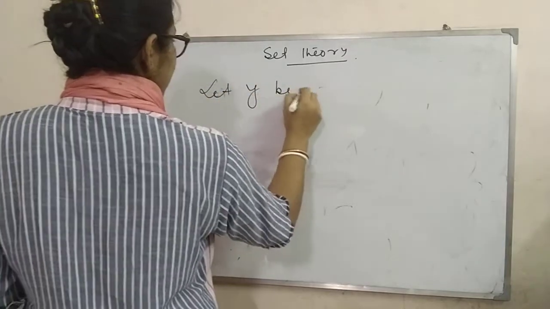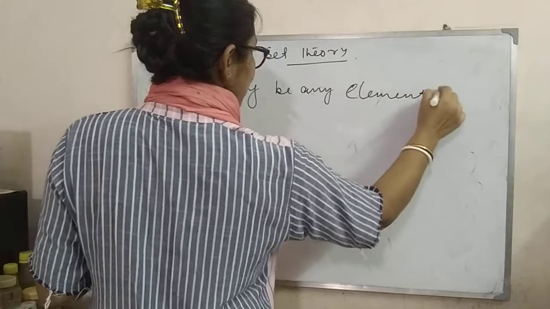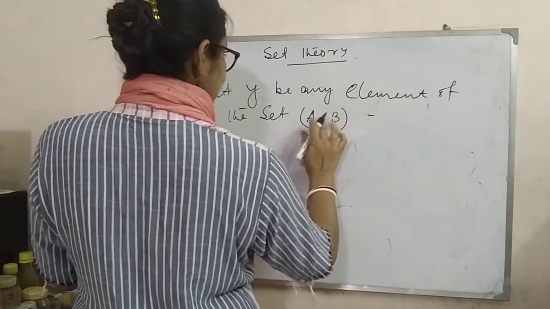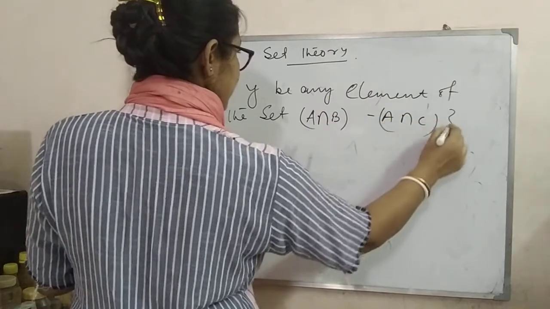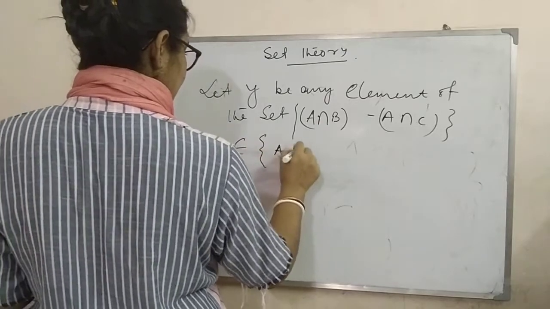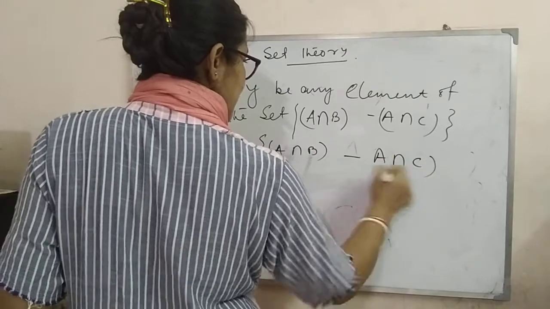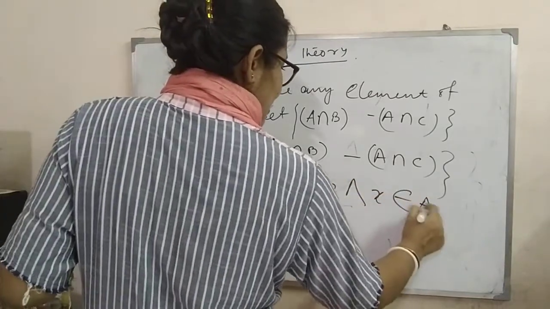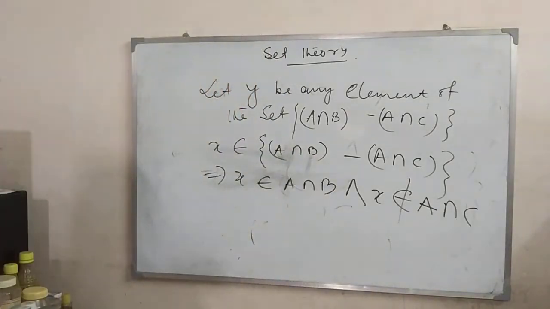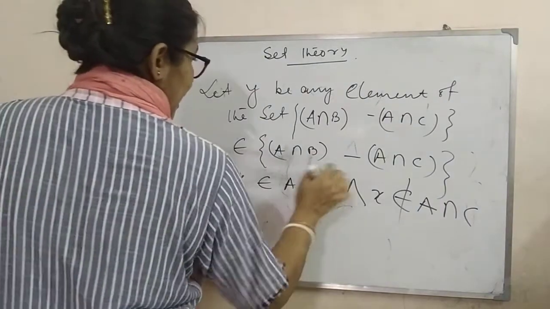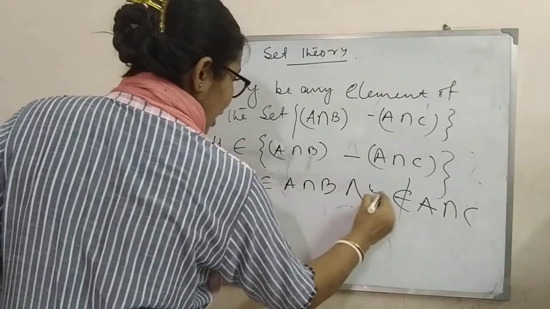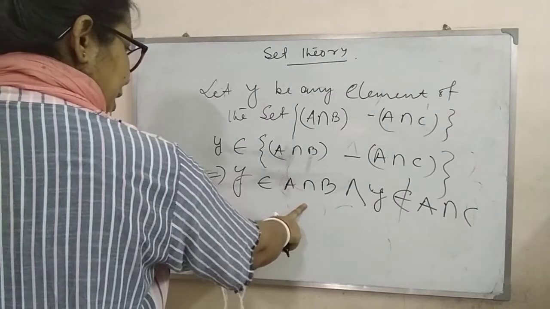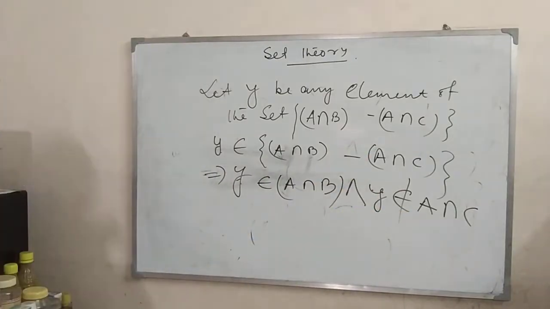let Y be any element of the set A intersection B minus A intersection C. That means Y belongs to A intersection B, but Y not belongs to A intersection C.